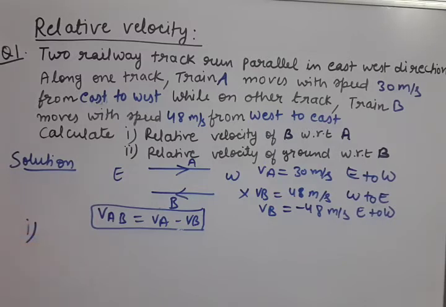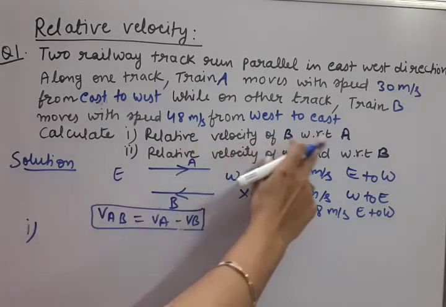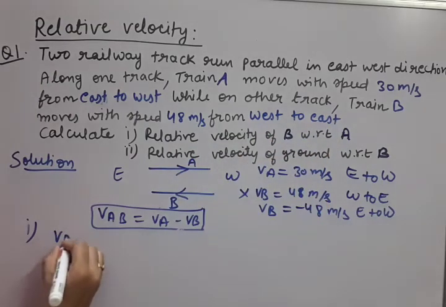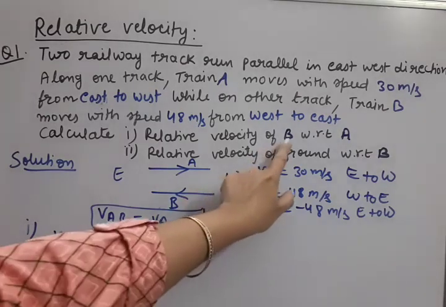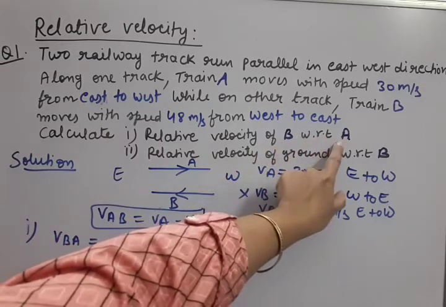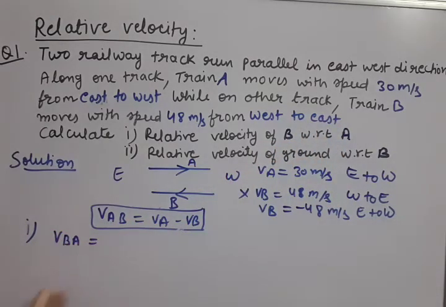So our first part is relative velocity of B with respect to A. That means we are asked VBA. Okay, we are not asked VAB, we are asked VBA. From this language, B comes first, A comes later. VBA. Let us make its formula. VBA formula is what? VB minus VA.